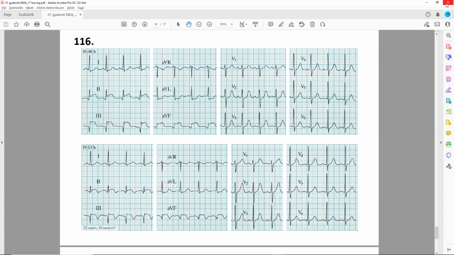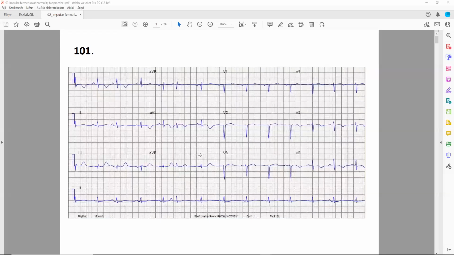All right, now let's jump to the next one. Oops, okay, no problem. I'm going to project the next slide. Next slide. Yep, tracing. Okay, impulse formation abnormality, and I'm sharing it. Okay, and good.